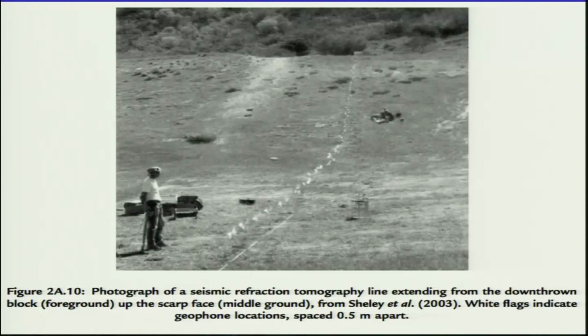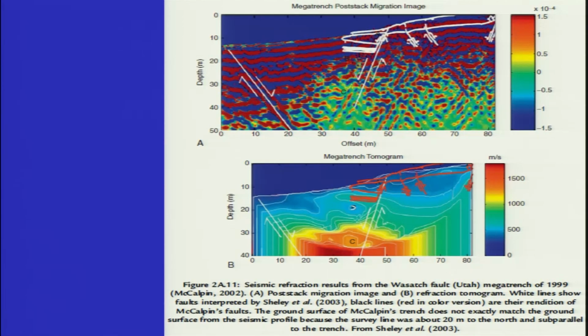There is an example photograph for the seismic reflection tomography, where you have the tomography line extending from the down thrown block in the foreground and the upfacing scarp in the middle, which goes right up to the top. So, this is the scarp here, this portion is up, this is down, and this is what has been done for the seismic reflection. This is the profile obtained using seismic reflection going up to a depth of 50 meters.